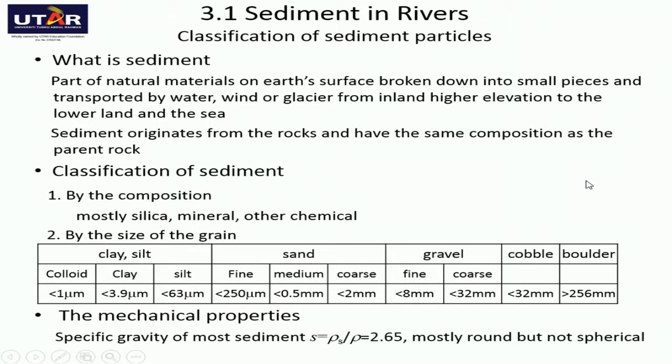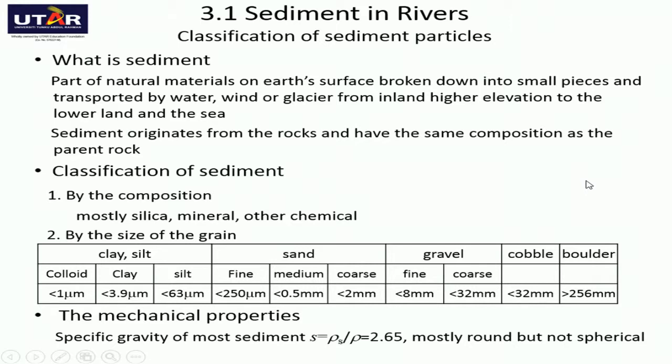Sediment is part of natural material on Earth's surface, broken down into small pieces and transported by water, wind, or glacier from land higher elevation to the lower land and the sea. Sediment originates from the rocks and has the same composition as the parent rock. They may be classified by a few different ways. One by the composition and the second by the size of the grains.